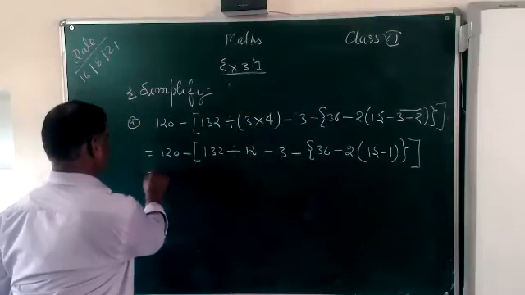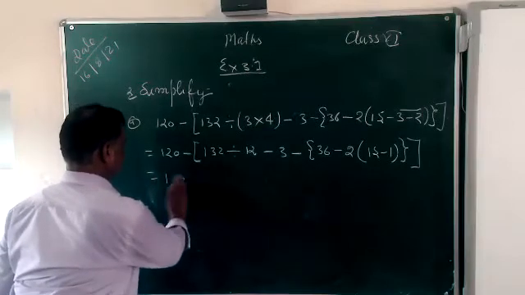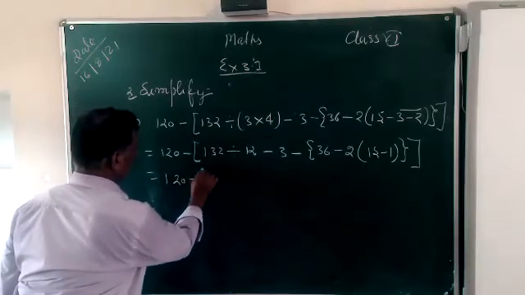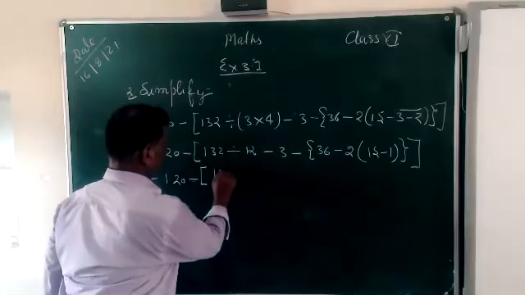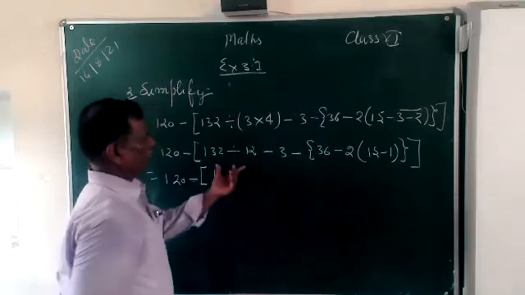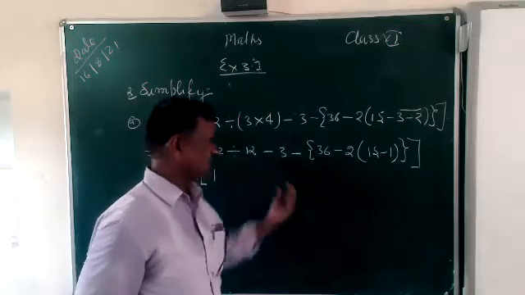Now see guys, 120 minus, in square bracket, you can divide it or remove bracket then divide it.